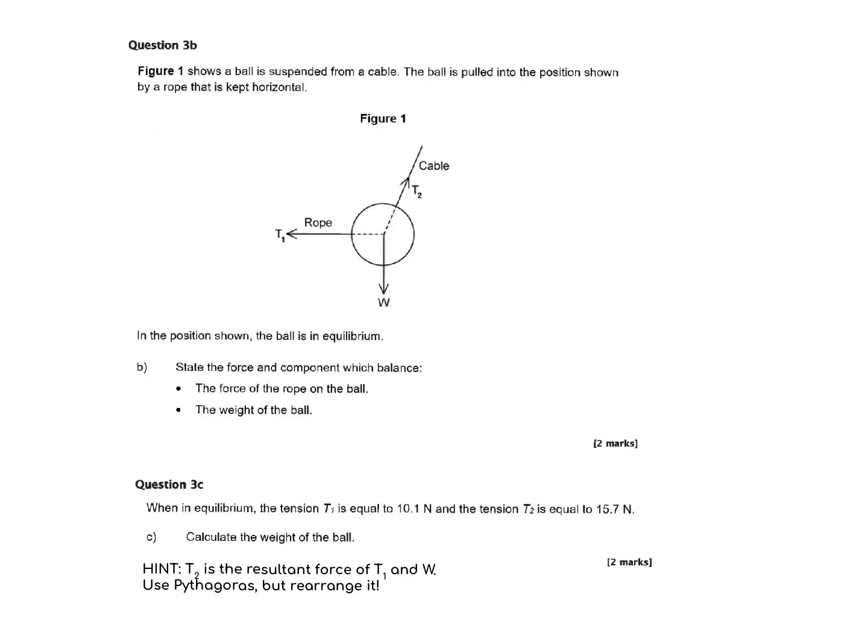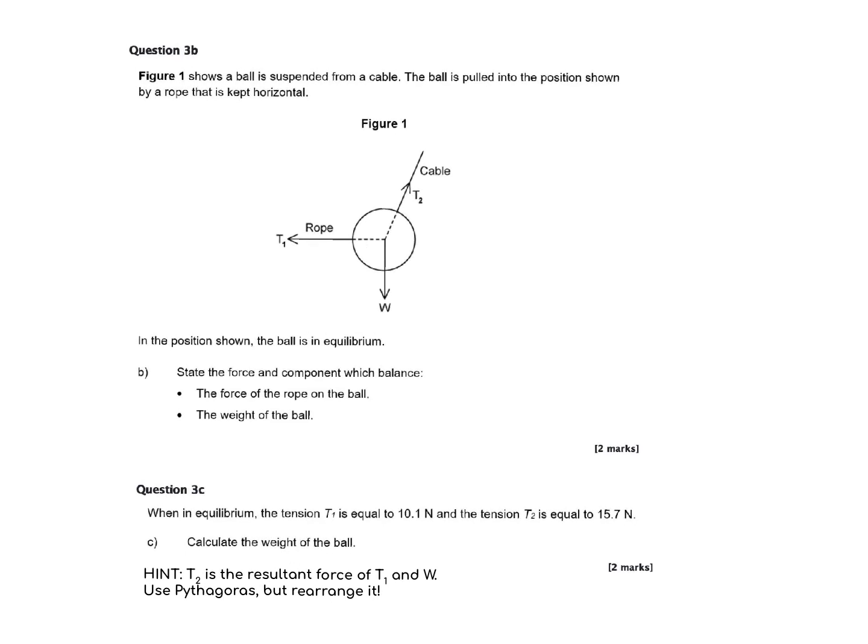Question 3b. Figure 1 shows a ball suspended from a cable. The ball is pulled into the position shown by a rope that is kept horizontal, and it is in equilibrium. Equilibrium, so it's not moving, all the forces balance. State the force and component which will balance the force of the rope on the ball and the weight of the ball. So if we have a look at this one, that is going horizontally towards the left. So what we need is a force going horizontally towards the right.